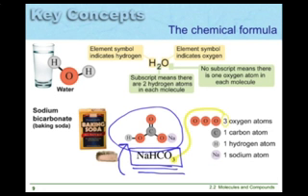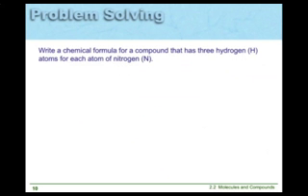I hope you can see again the subscript here, that 3 is for the oxygens, and you can see that we have 3 oxygens in the compound sodium hydrogen carbonate. All right. Now, let's try and do a little practice.